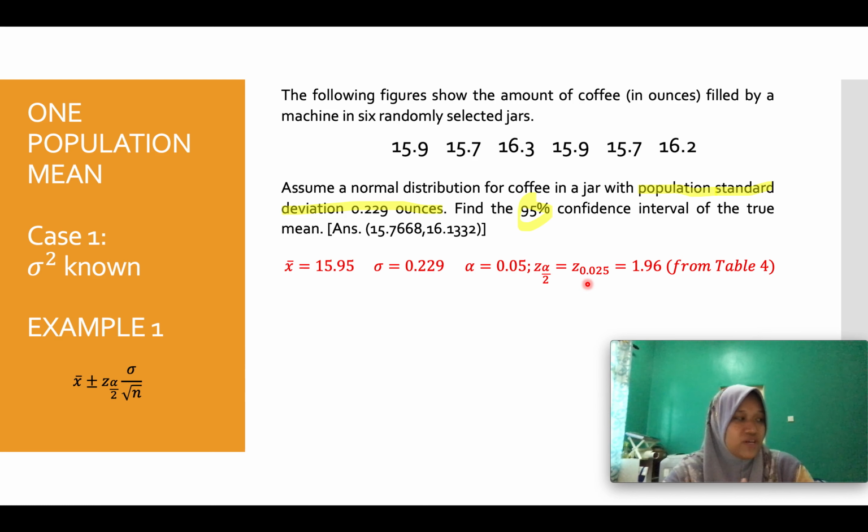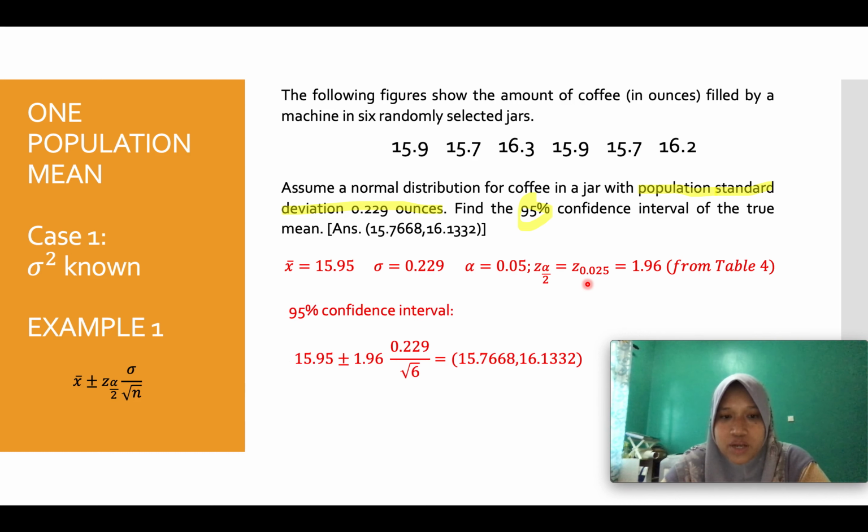So you should refer the table number 4. Okay, table number 4. That will give you the value of Z 0.025 is equivalent to 1.96. So you should refer table number 4. Okay, so how to calculate or to construct the 95% confidence interval? So we already have all this value. So you just substitute into this formula.